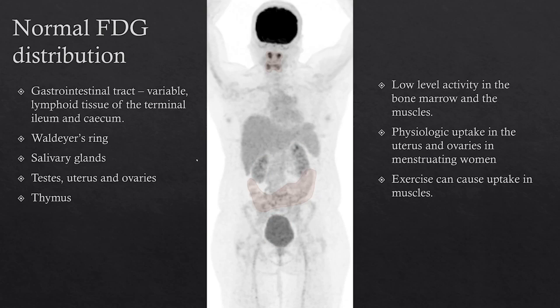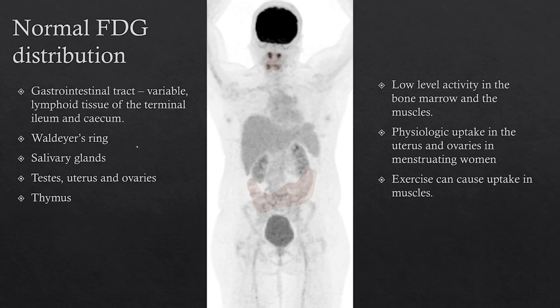Other areas where you might see uptake include the gastrointestinal tract. Again, variable uptake. You can see increased uptake here in diabetic patients, particularly if they're taking metformin. You can see increased uptake in the terminal ileum and cecum in lymphoid tissue. That's a normal variant. You can also see uptake if there's peristalsis. You can also see uptake if there's mild inflammation.